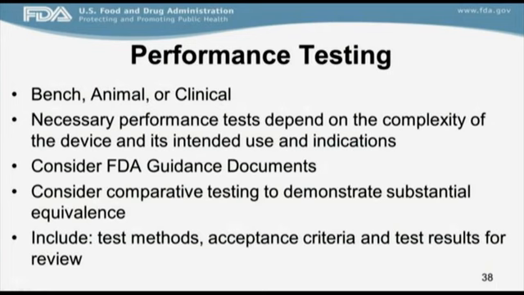So if you are unable to obtain the actual predicate device, consider comparative testing in the sense of a table which outlines the comparison of the two different specifications and their intended use, etc. Within your performance testing, you should include your test methods, your acceptance criteria, and your test results for review.